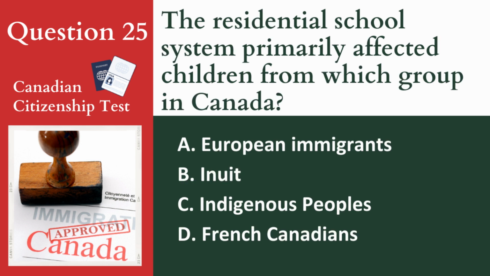Question 25. The residential school system primarily affected children from which group in Canada? A. European immigrants. B. Inuit. C. Indigenous peoples. D. French Canadians. Answer: C. Indigenous peoples. Indigenous children were the primary victims of the residential school system, which aimed to assimilate them into Canadian society, often with tragic results.